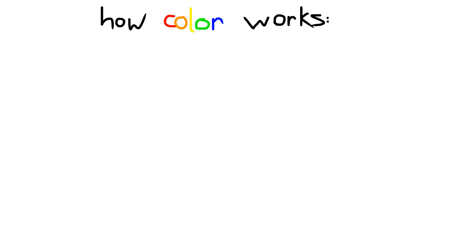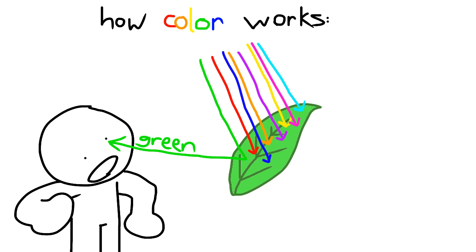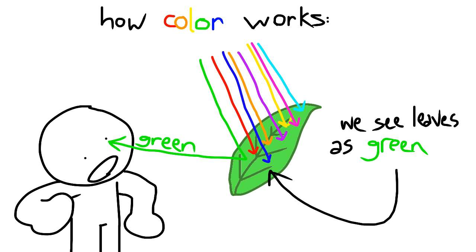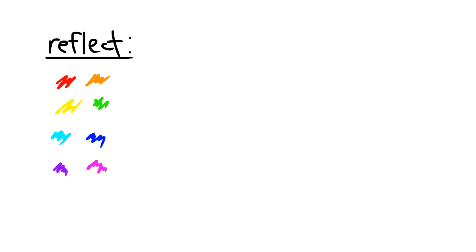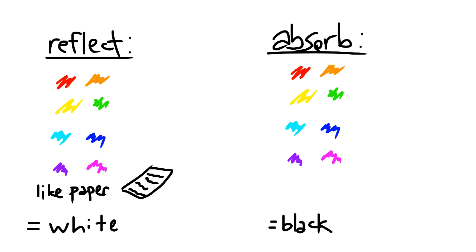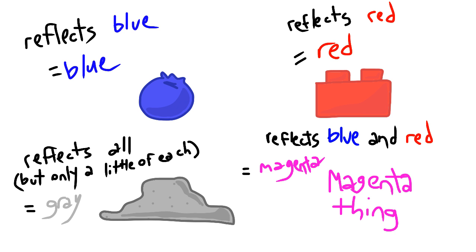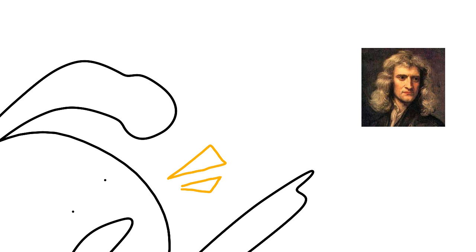So how color works is that certain things absorb some colors and reflect others. The colors they reflect land in our eyes, making us see the thing as that color. Things that reflect all the light, like paper, appear white, and things that absorb all of it are black, like a black hole. Any object's color is defined by how much of each type of light it reflects. Okay, now that you know that, we can go back to talking about Newton.